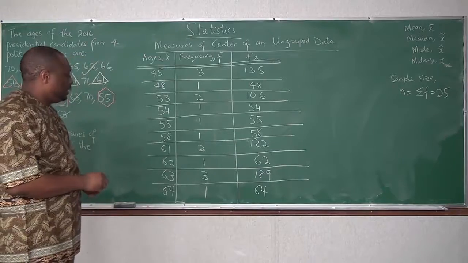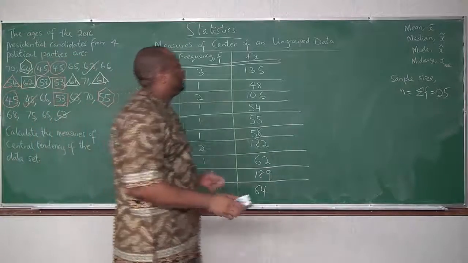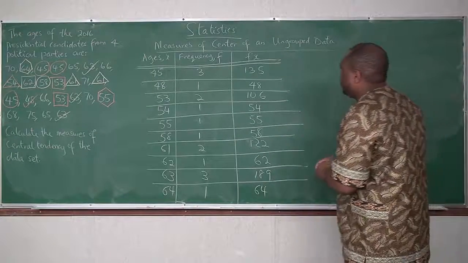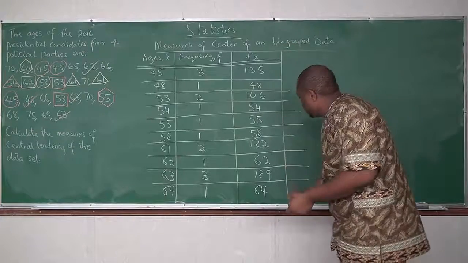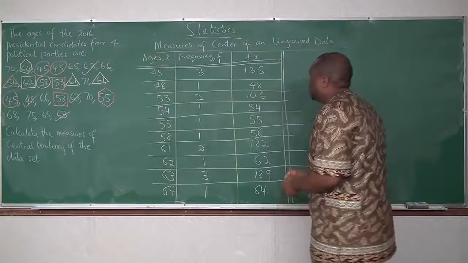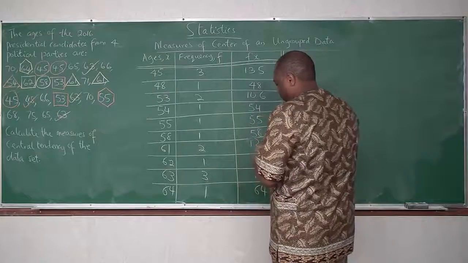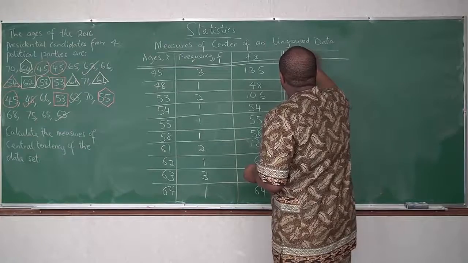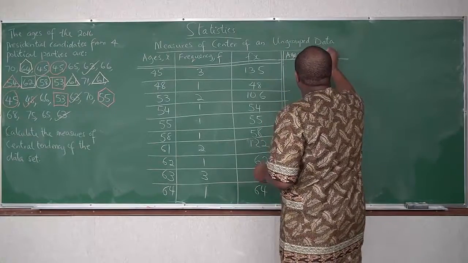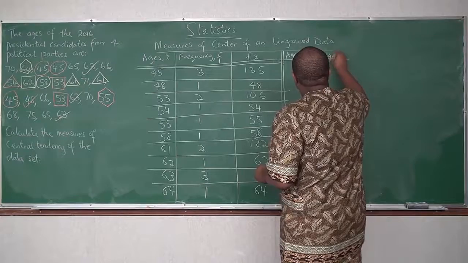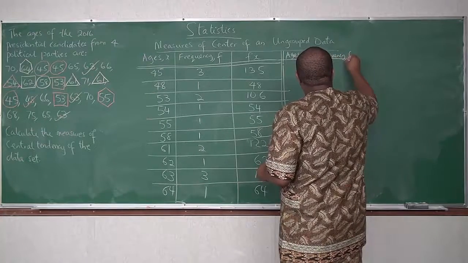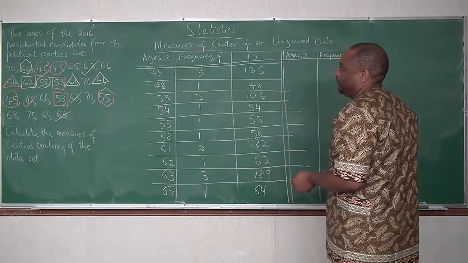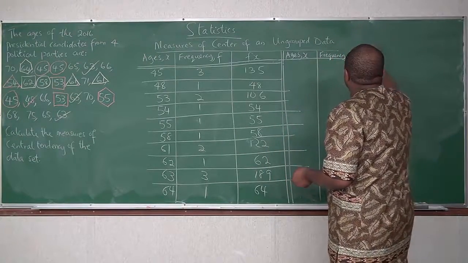Okay. Let me still use this side. I'm going to use double lines here to separate this. So I still have ages, x, I have f, frequency, and then I have fx.